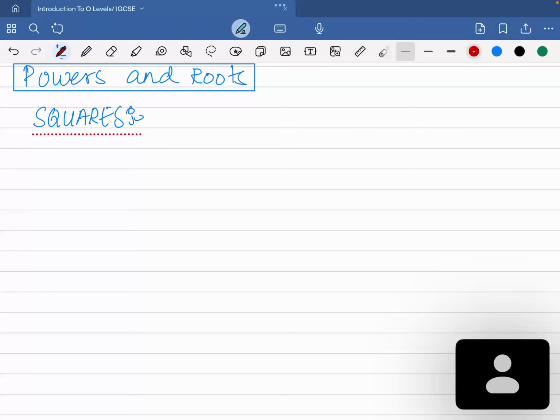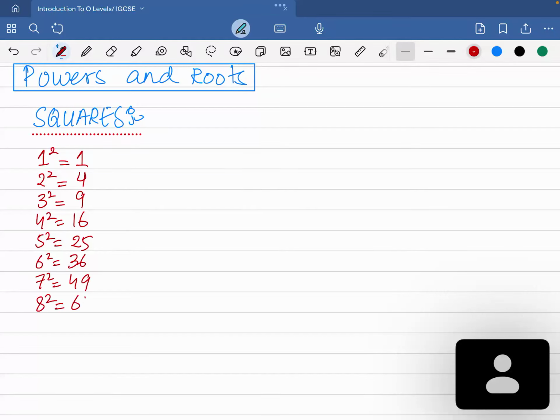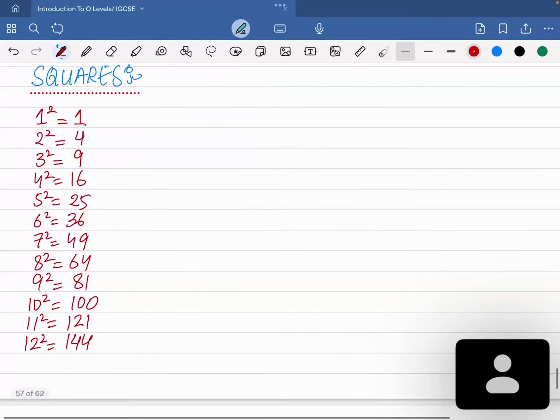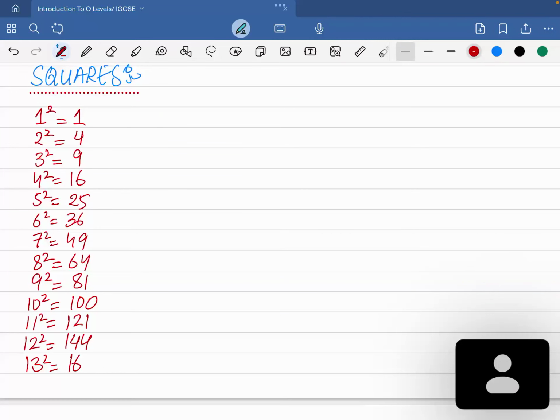So 1 square is 1. 2 square is 4. 3 square is 9. 4 square is 16. 5 square is 25. 6 square is 36. 7 square is 49. 8 square is 64. 9 square is 81. 10 square is 100. 11 square is 121. 12 square is 144, and 13 square is 169. Very good.